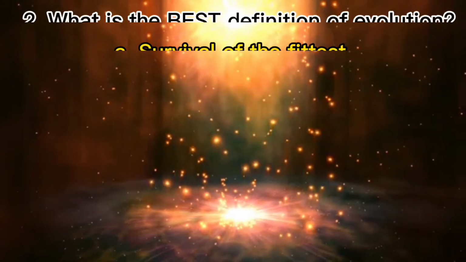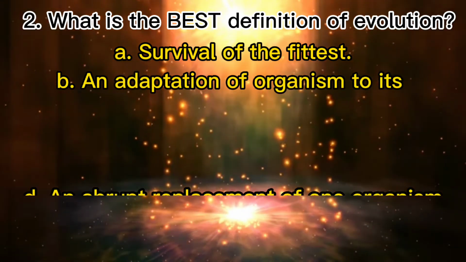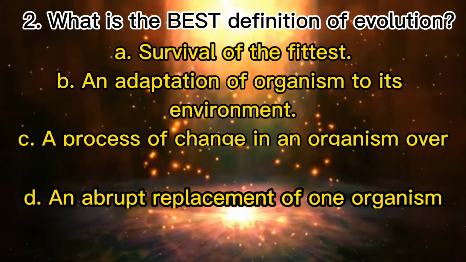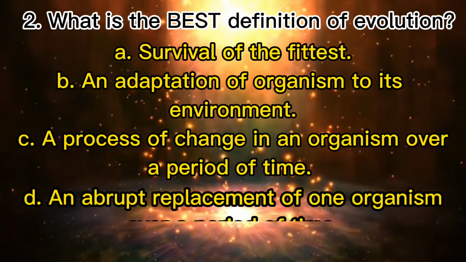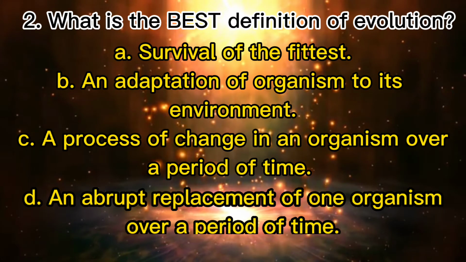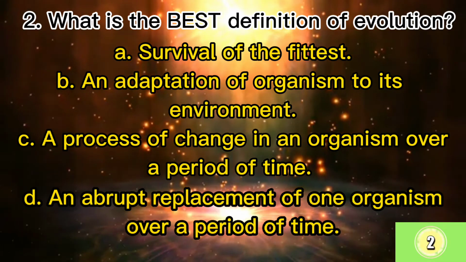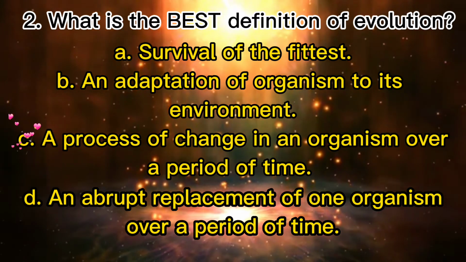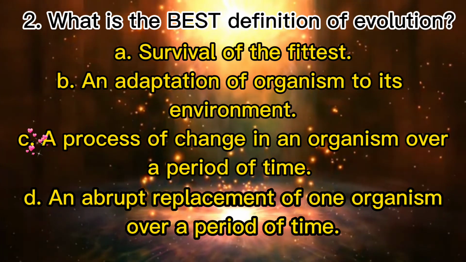Number 2. What is the best definition of evolution? Letter A, survival of the fittest. Letter B, an adaptation of organism to its environment. Letter C, a process of change in an organism over a period of time. And letter D, an abrupt replacement of one organism over a period of time. Very good. The correct answer is letter C, a process of change in an organism over a period of time.